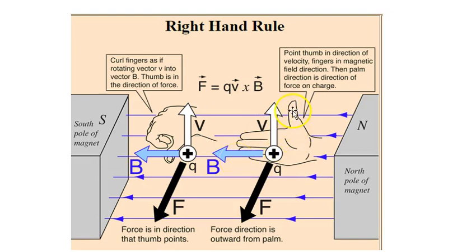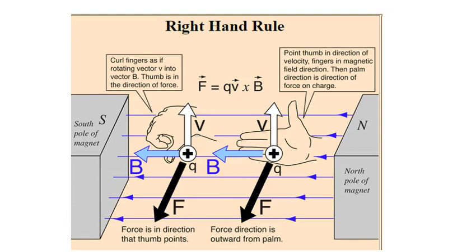And the thumb now, place it along the direction of the first vector of your cross product, in this example, the velocity vector. Place the four fingers of your right hand along the direction of the magnetic field, which is the second vector in the cross product. The palm of your hand, facing you in the picture here on the slide, will give you the direction of the force. In this example, the force is coming out of the page.